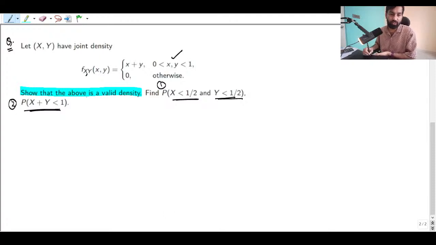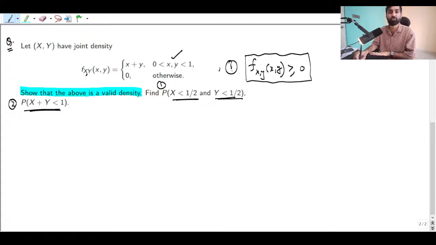Fine. So what is the first step that we always do? Can somebody tell me? First of all, you have to keep in mind that if you want to check whether it is a valid density function, the region of support should have a positive density function. So you have to make sure that the density function f(x, y) must be greater than or equal to 0. This is the very first criterion that you have to check, just to validate whether the given density function is a valid density function.